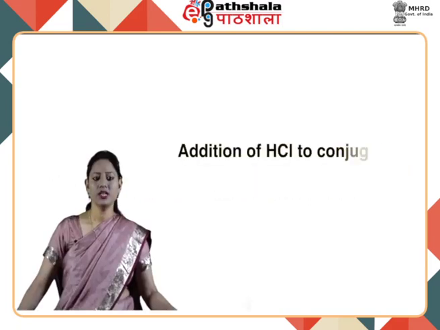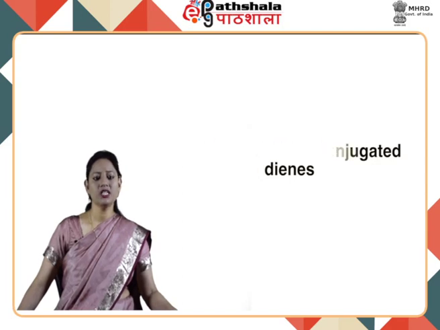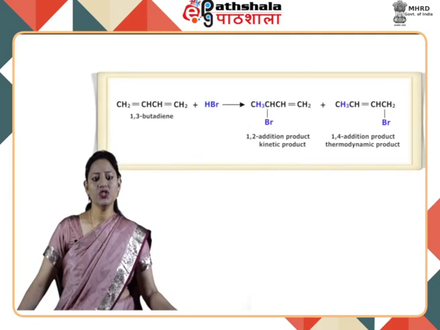The first such reaction is the addition of HCl to conjugated dienes. The addition of HCl to 1,3-butadiene can give two products. One is the 1,2 and another is the 1,4 addition product. The amount of each will depend upon the reaction conditions. The 1,2 product is called the kinetic product and the 1,4 product is the thermodynamic product.